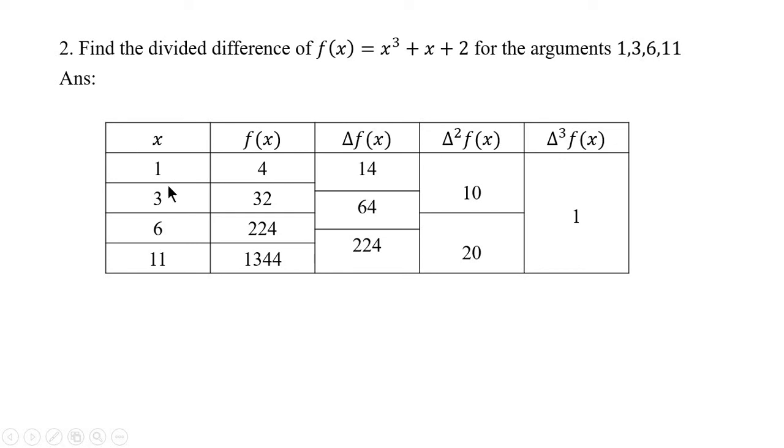Here the values of x are not at equal intervals, because you can see the differences of x are not equal. Here it is 2, here it is 3 and here it is 5. Therefore, they are not equal. So, that is the reason we have constructed the divided difference.